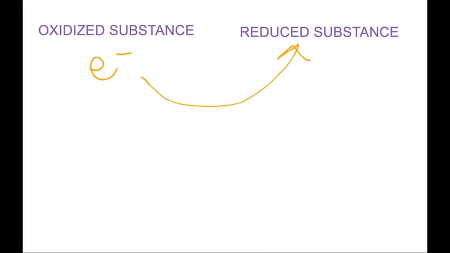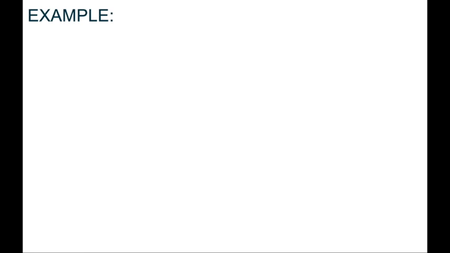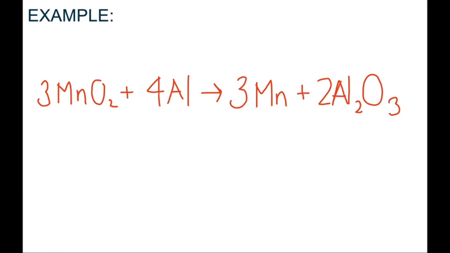So, how are we going to differentiate between these two terms? There's an acronym we like to use called OIL-RIG, where OIL is oxidation is loss, meaning loss of electrons, whereas RIG is reduction is gain, as in gain of electrons. Now let's look at an example of a redox reaction. First, we're going to assign oxidation numbers to each element based off of the oxidation rules.